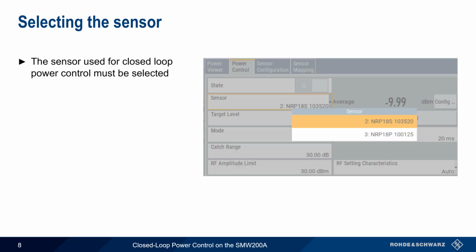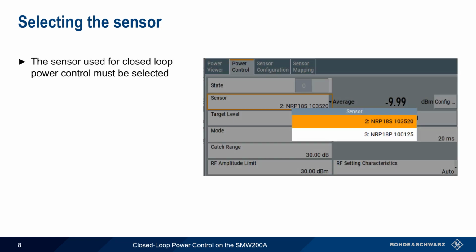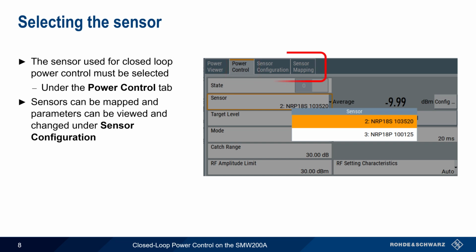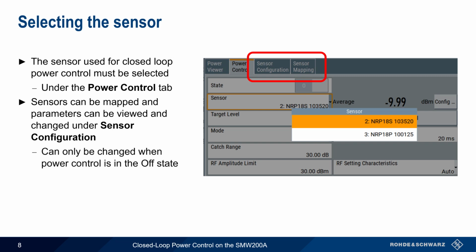The next step is selecting the power sensor to be used for closed-loop power control, and this is done under the Power Control tab. Attached sensors can be mapped and parameters can be viewed and changed under the Sensor Configuration and Sensor Mapping tabs. Note that this is only possible when power control is in the off state. In this presentation, we won't go into detail of how to attach and map sensors, so please see the SMW documentation if you need more information about connecting and mapping sensors.